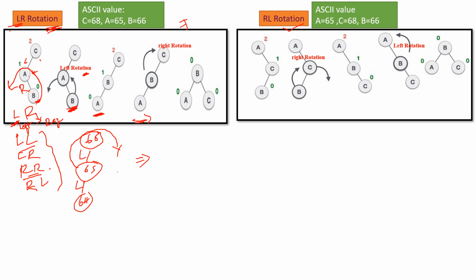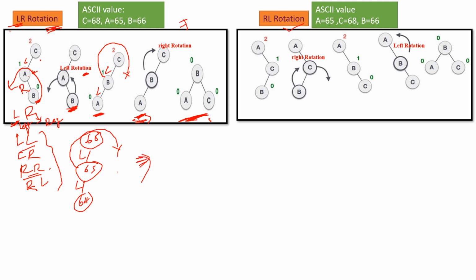Then after that we got LL. For that situation, we perform the right rotation, and that too from the middle node. After this step, we get the final tree, and that will be the balanced one. So this is the long method. You have to perform 2 rotations.